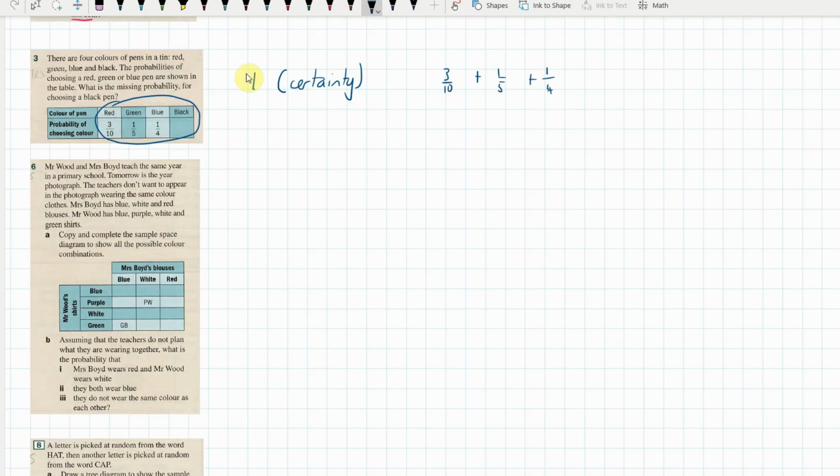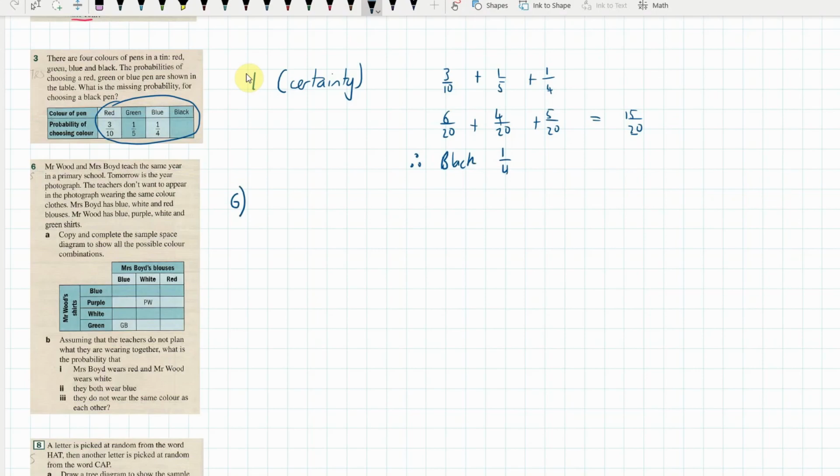Okay, so what could we go into here? Let's go into 20ths. So we get 6 20ths plus 4 20ths plus 5 20ths. And this gives us 15 20ths, which means that the black should be 5 20ths or 1/4. And if we just do a quick check on our calculators, we can add them all up and make sure that that adds up to 1. And it does. So that's fine. We're right.